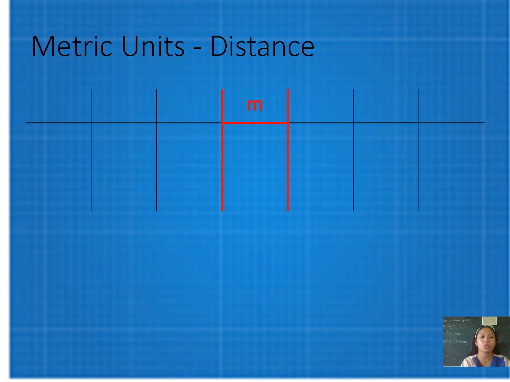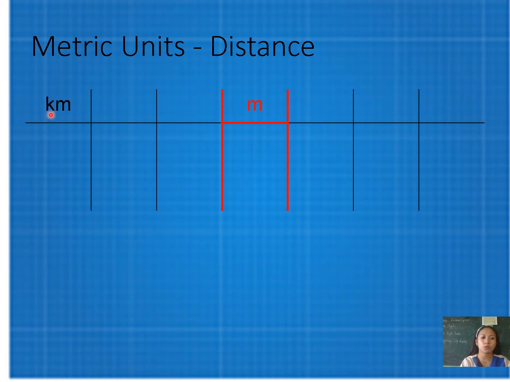Now the base unit for distance in metric system is the meter. So for meter, we can use this unit for not too long or not too short distances. For example, we can use meter in measuring the height of the doors, the length and the width of the table. We can use it also to measure the length of a corridor, the length and the width of a room, so we can use meter. Remember, the base unit for distance or for length is meter. So we will put it here in the column with red borders.